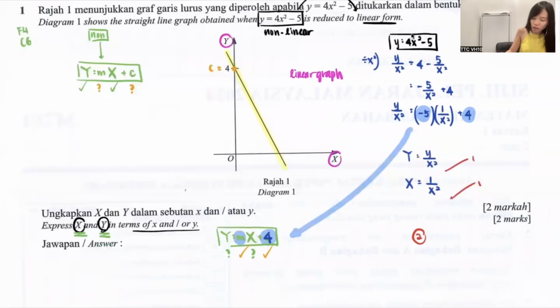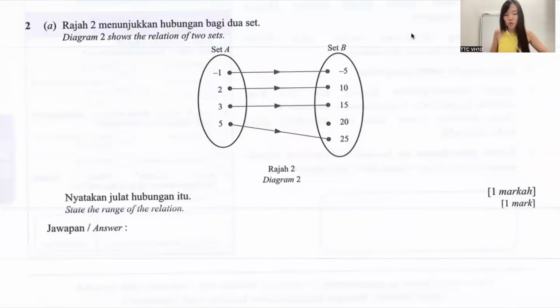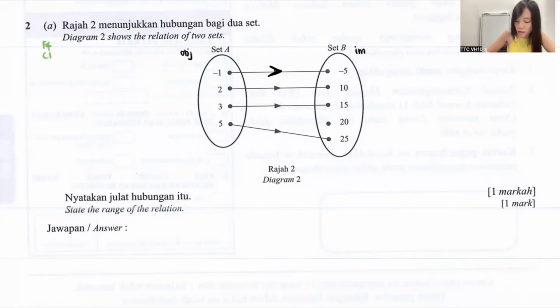Let's go. Question 2, guys. They say, A, diagram 2 shows the relation of two sets. The moment I see these 2 circles, we call it an arrow diagram. So guys, the arrow diagram is actually under Form 4 Chapter 1. Can you see the arrow going from left to right? So the arrow goes from left to right. That means the starting side, we always call it object. The ending side, we always call it image.